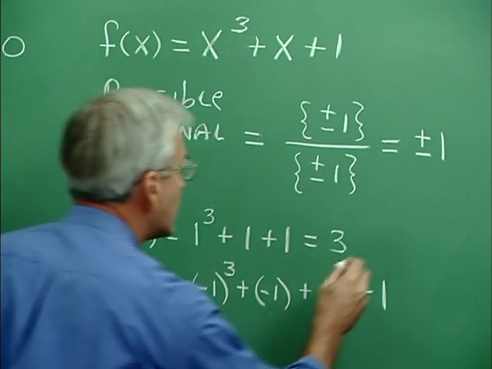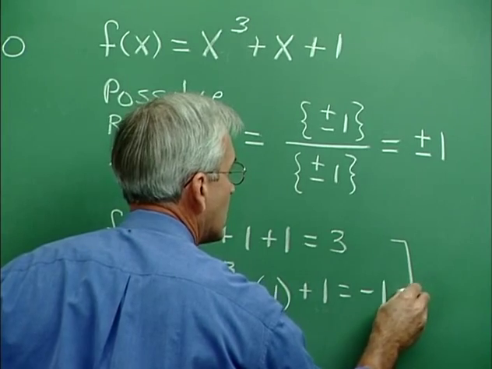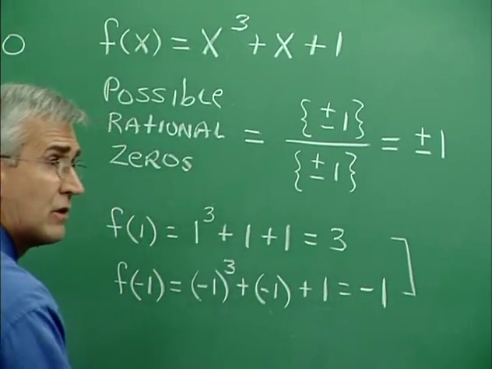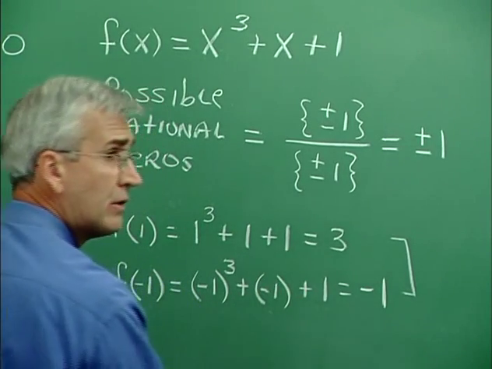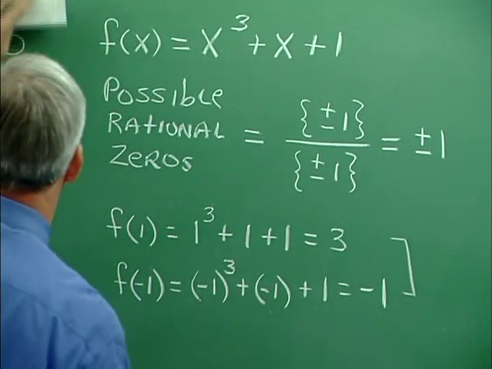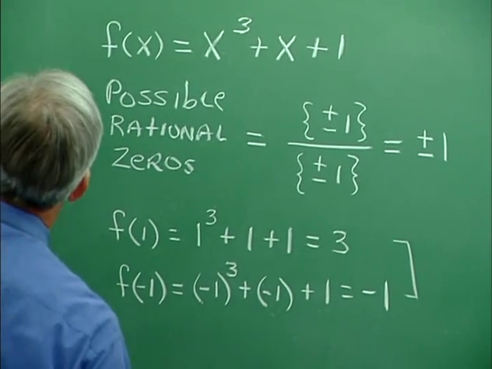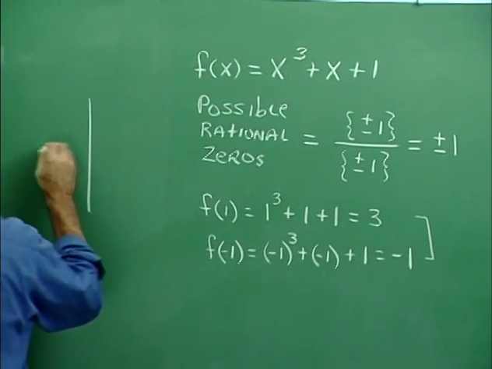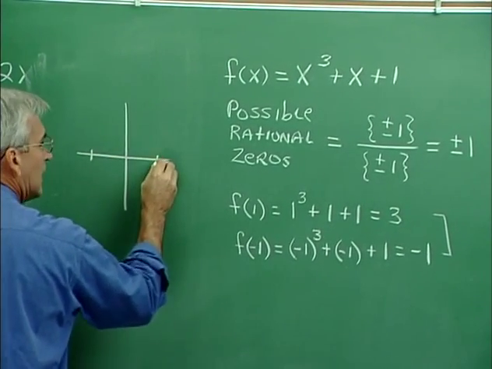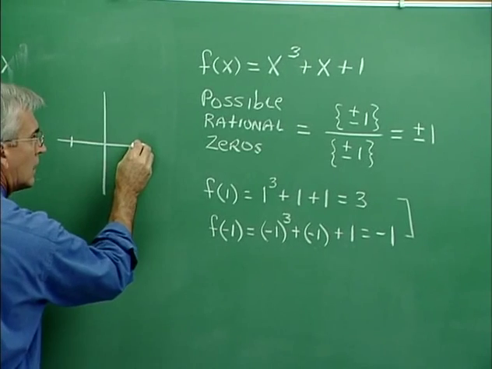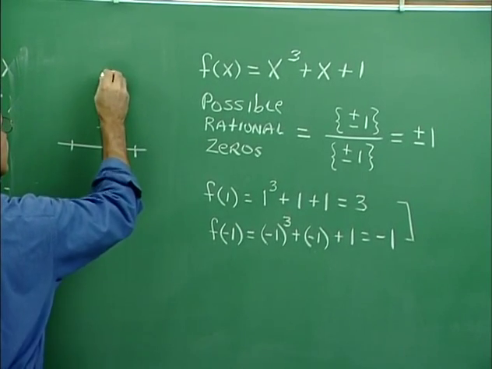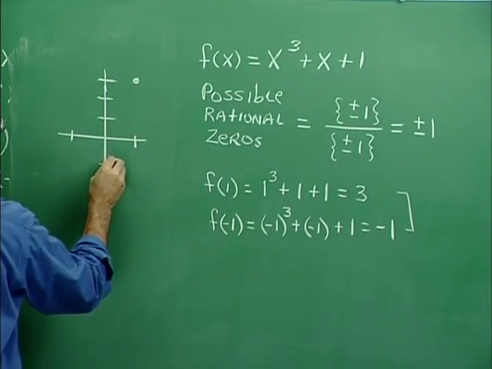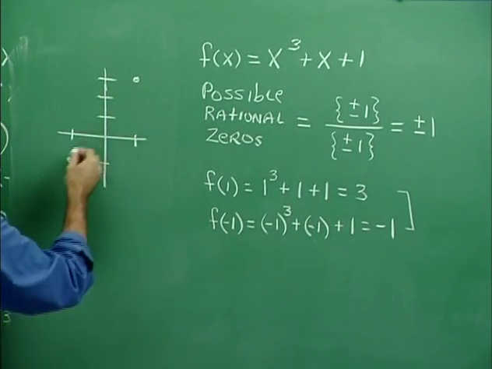Well, we might notice here that that 3 and negative 1 are on opposite sides of the x-axis. So there's a crossing between these two. That is, if we're thinking graphically here, we think this way. We think, well, f of 1 is 3. F of negative 1 is negative 1. So there's a crossing within the interval.